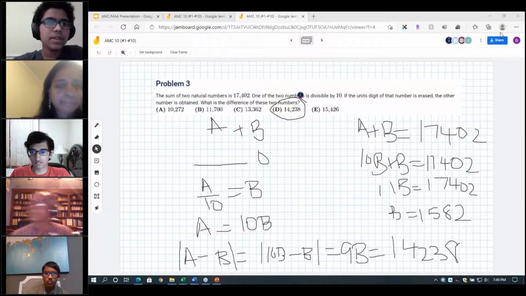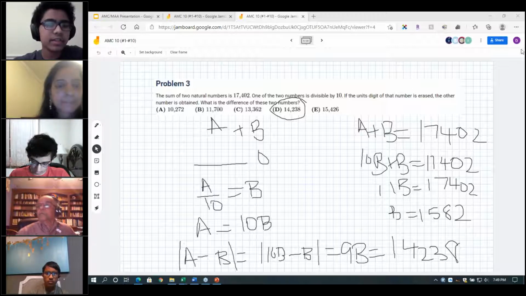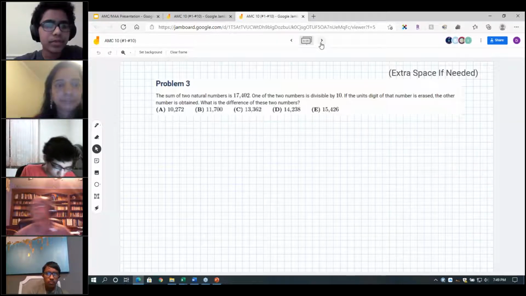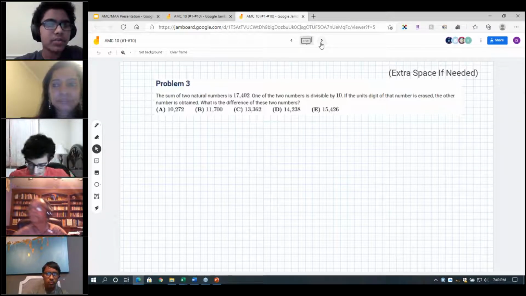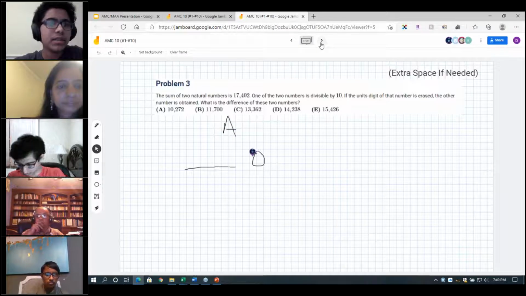Alternatively, you could have noticed that since A ends in a 0, we can move on to the next slide. I'll need a little bit of space. So we know that A ends in a 0, and B is just A divided by 10, so it's just A without the 0.